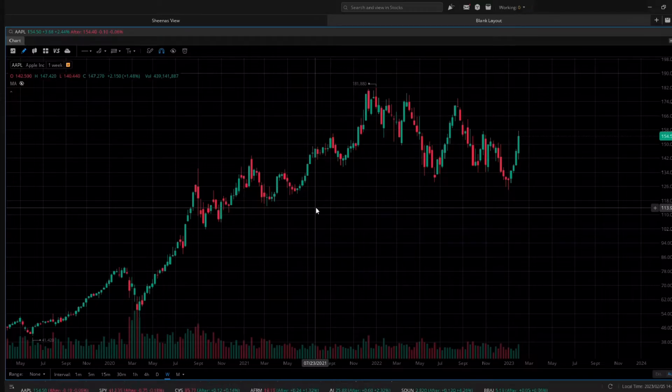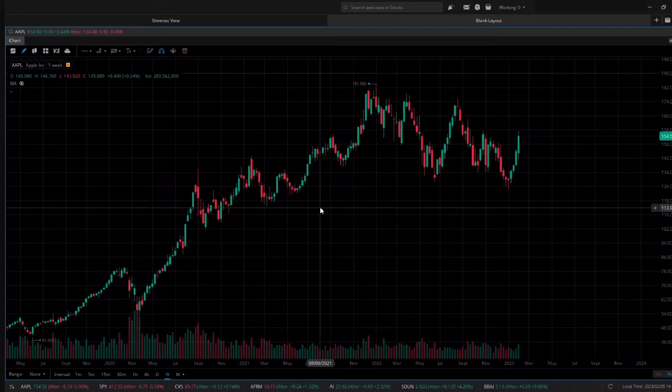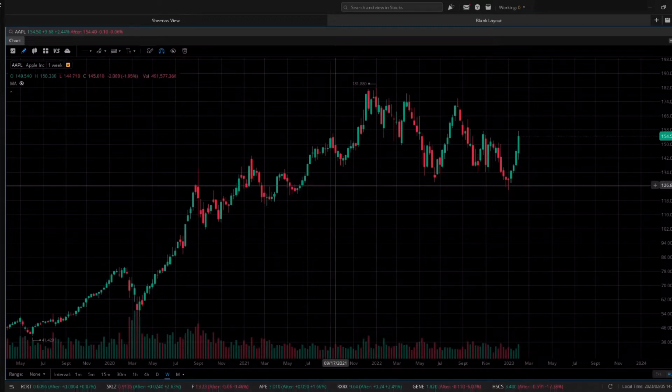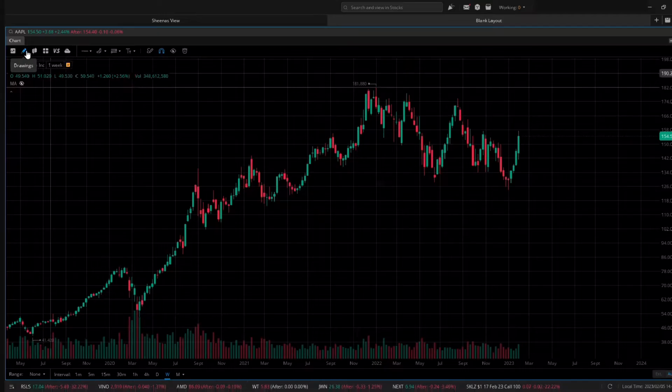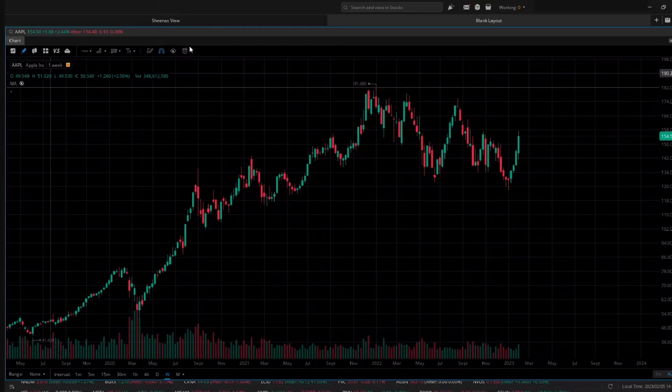So we're going to get started with, first of all, how do we actually plot support and resistance? We're going to use our drawing tools up here. If you look over here up in the corner, this little pencil, if you hover over it, it says drawings. Right now it's clicked, and so it's blue. If I click it again, it will turn gray, which means it's not checked. If I click it again, you'll see these options pop up.